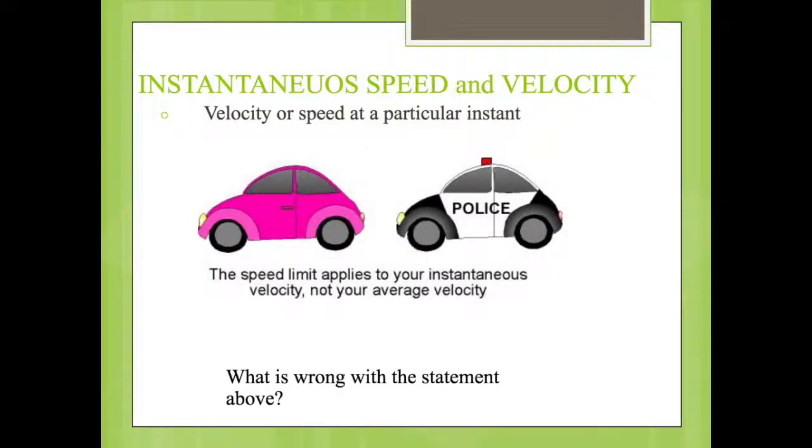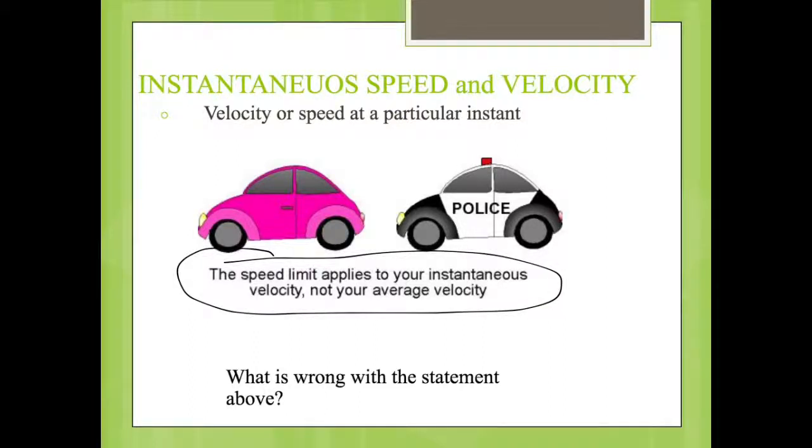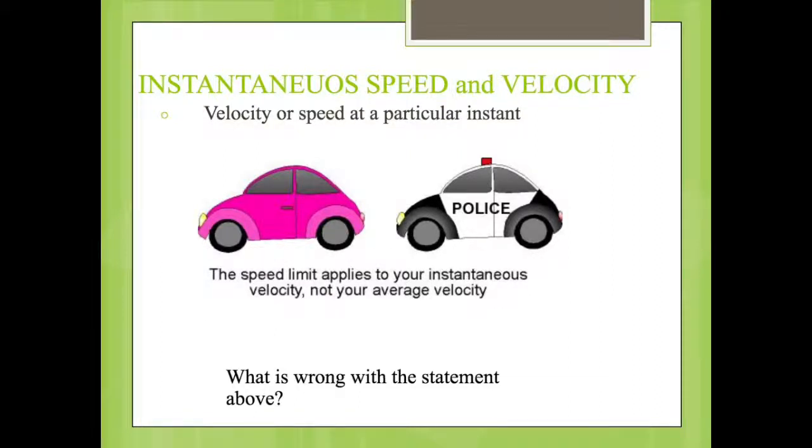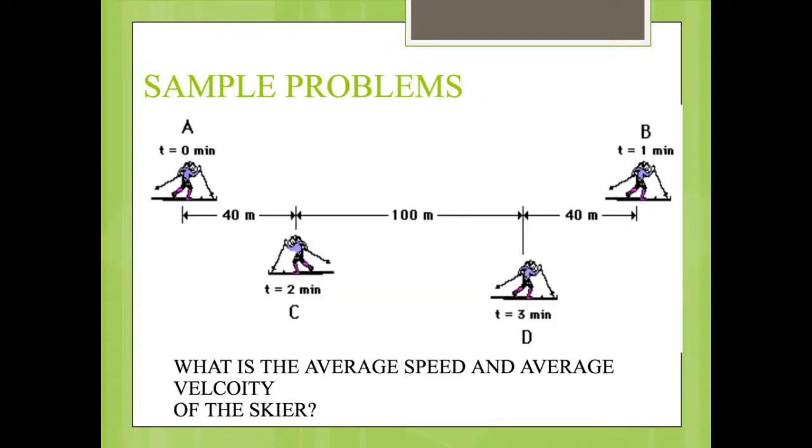So if we read the little description down here below, the speed limit applies to your instantaneous velocity, not your average velocity. That's only partially true. It's technically your instantaneous speed he's checking because he's not taking into consideration your direction. Now, obviously, if you were driving on the wrong side of the road and speeding, he would still pull you over for numerous reasons. But the speed limit does indeed only talk about the speed of a vehicle, not the velocity, which takes into consideration the direction.